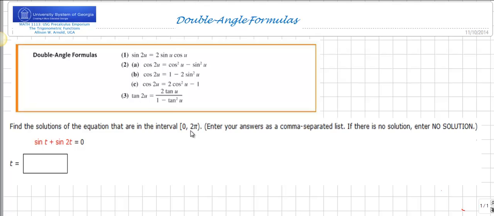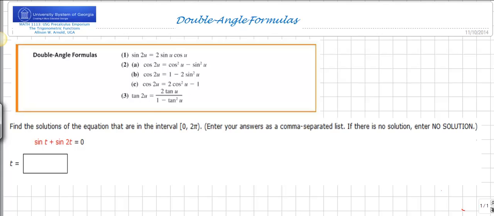Sometimes we find ourselves requiring the use of the double angle formulas to solve trigonometric equations. In this particular equation, you have sine of t plus sine of 2t equals 0, solving for t in the interval 0 to 2 pi, not included.